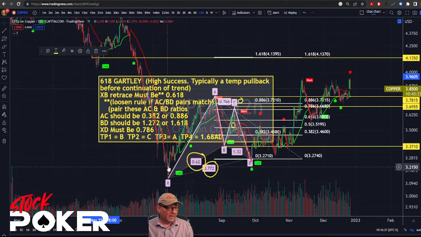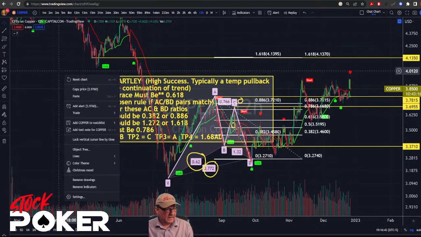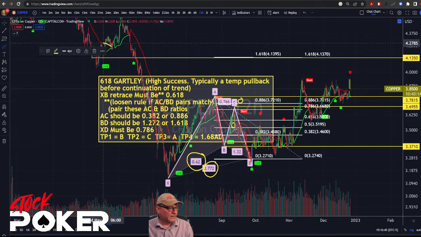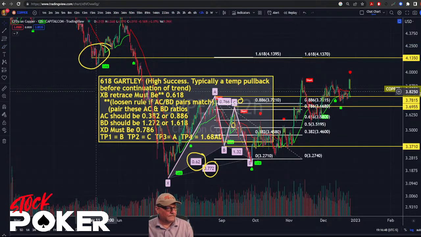I am hoping to recapture most of this down leg sell-off candle and hit this area right there, and get a rejection off of that.